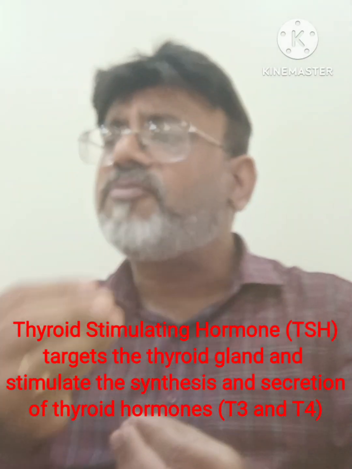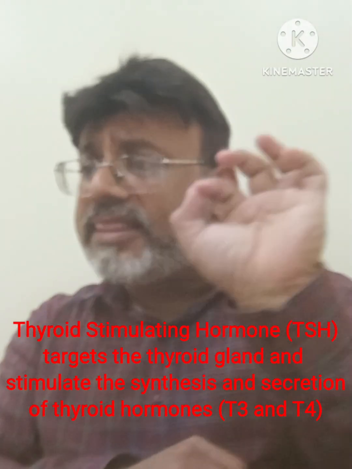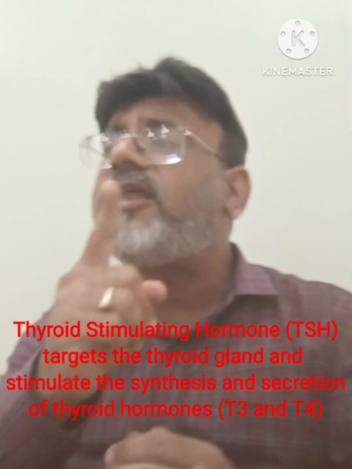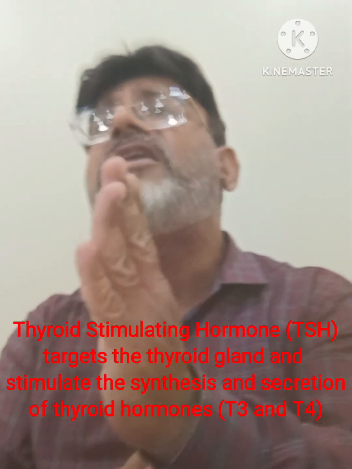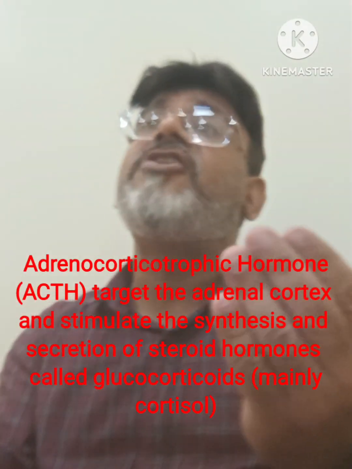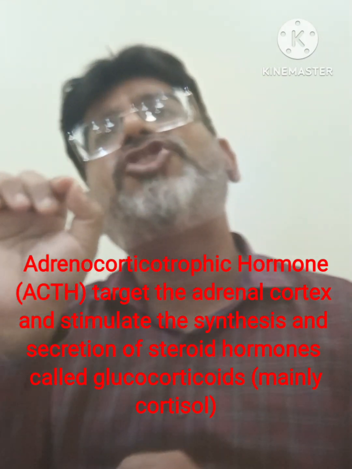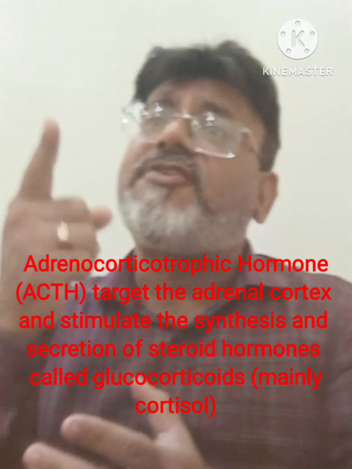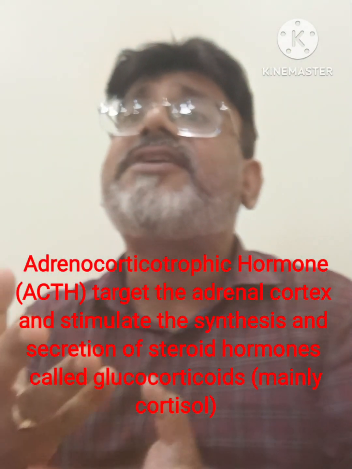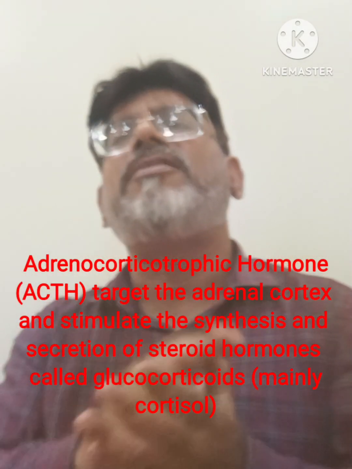First I will discuss thyroid stimulating hormone. Thyroid stimulating hormone is written shortly as TSH. This thyroid stimulating hormone targets the thyroid gland and stimulates the synthesis and secretion of thyroid hormones, that is T3 and T4. The next one is adrenocorticotropic hormone, which is also written as ACTH in short. This adrenocorticotropic hormone targets the cortex region of the adrenal gland and stimulates the synthesis and secretion of steroid hormones which are called glucocorticoids, mainly cortisol.